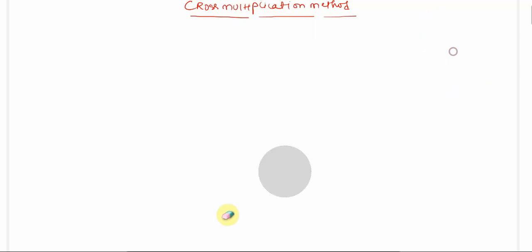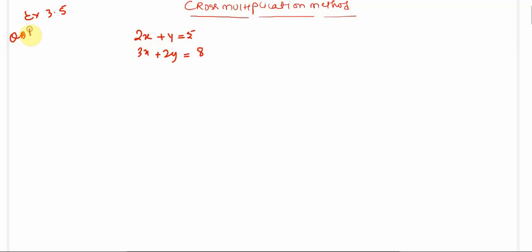Here in cross multiplication method, we need to do some arrangement in the equation. In the other two methods we don't have such rules that we need to arrange the equations, but here we need to be careful with the arrangement of the equation. For example, let's say I've taken one question, 2x plus y is equal to 5, and then 3x plus 2y equal to 8. I have taken this question from exercise 3.3.5, question number B1 number 2.